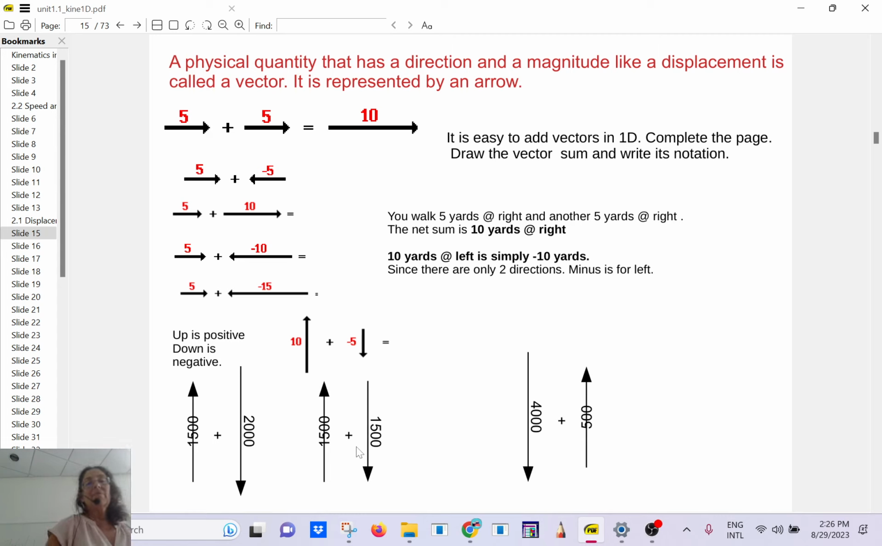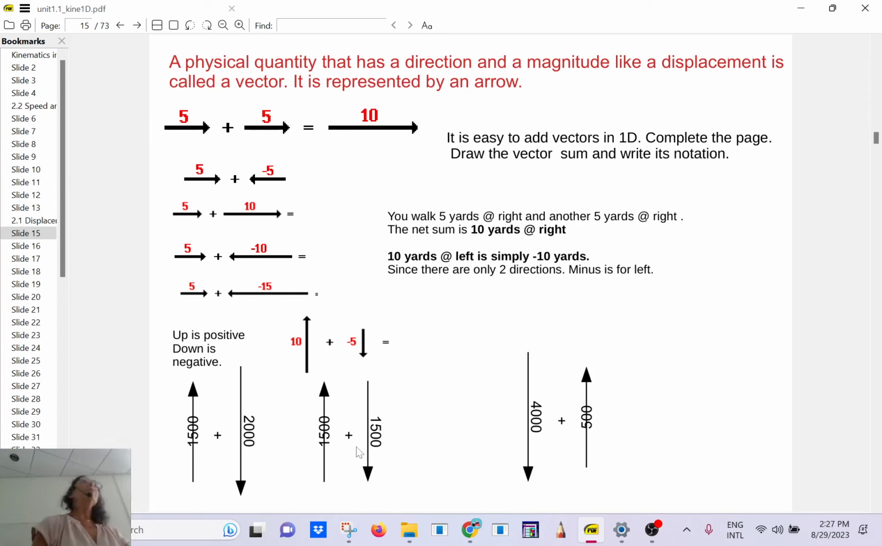Up and down, if you have a parachute moving at a constant speed, what are the forces acting on the parachute? Gravity, the weight, and then you have the air resistance, the lift. If the lift equals gravity, what's going to be the resultant, the total force? Zero. 1500 pounds up, 1500 pounds down, zero. So there is no net force, and when there is no net force, there is no acceleration.